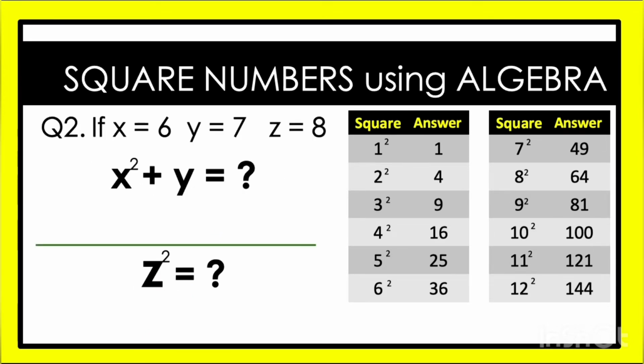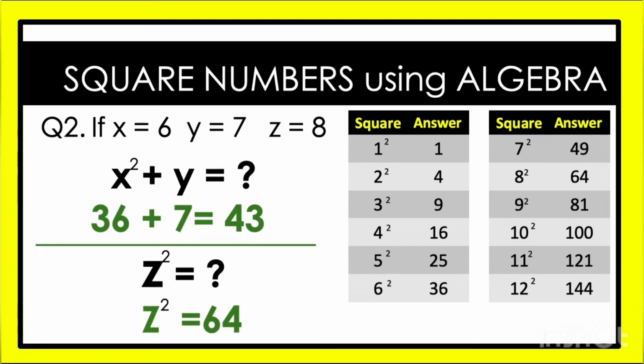Question 2. If x equals 6, y equals 7 and z equals 8, what's the answer to the following questions? This is called algebra. Pause the video if you want to try for yourself. X squared, well, we can see x is 6, so 6 squared is 36, and y is 7, so 36 plus 7 is 43. Z is 8, 8 squared is 64.